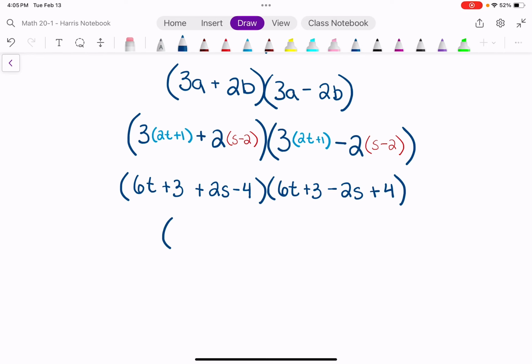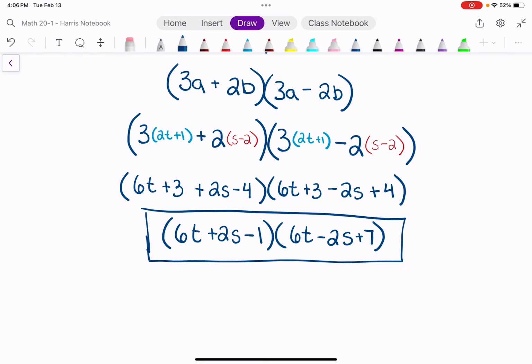And to finish it all off, in here I get 6t plus 2s minus 1. And in this bracket, I get 6t plus 2s plus 7. Minus 2s, what am I doing? This is a minus 2s, I'm sorry. Minus 2s plus 7. And then this is my factored form of those two.